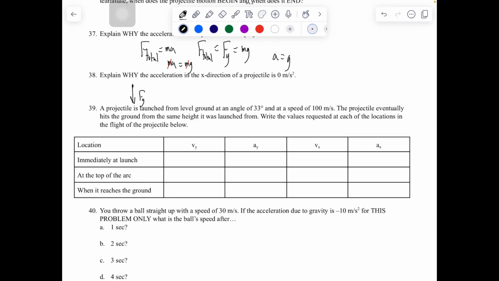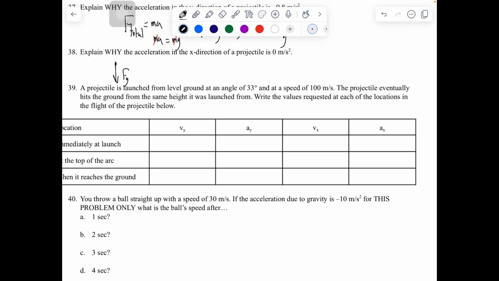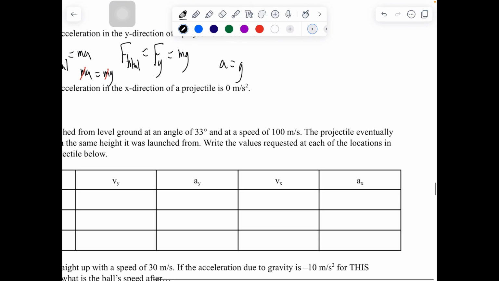Alright, here we have an angle, 33 degrees, speed of 100. Projectile eventually hits the ground. Write the values requested at each location. Okay. Here we need to break it into components. We have our velocity right here. It is at an angle, 33 degrees. Speed, 100 meters per second. Let's show you exactly how we do this.